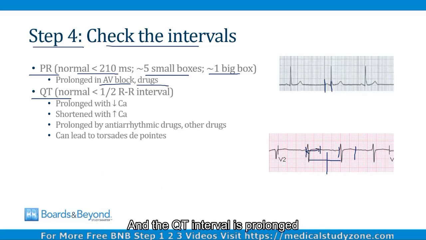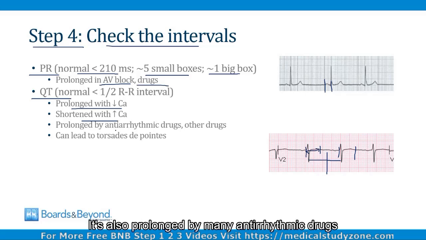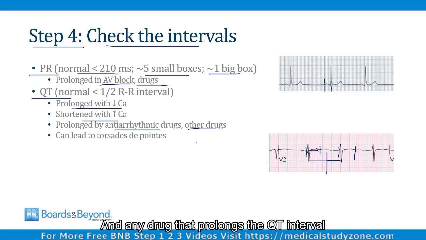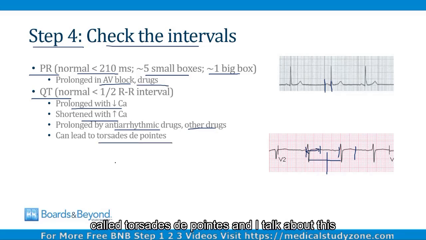And the QT interval is prolonged in the setting of hypocalcemia and shortened with hypercalcemia. It's also prolonged by many antiarrhythmic drugs and other drugs, and any drug that prolongs the QT interval can cause a form of ventricular tachycardia called torsade de pointes, and I talk about this in the video on ACLS and tachycardias.